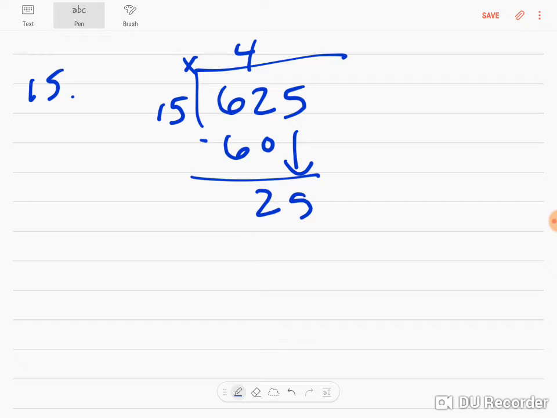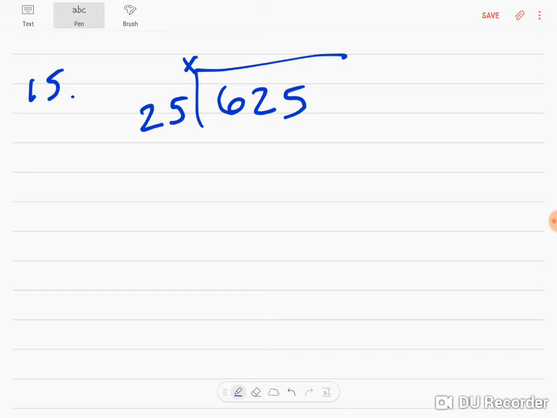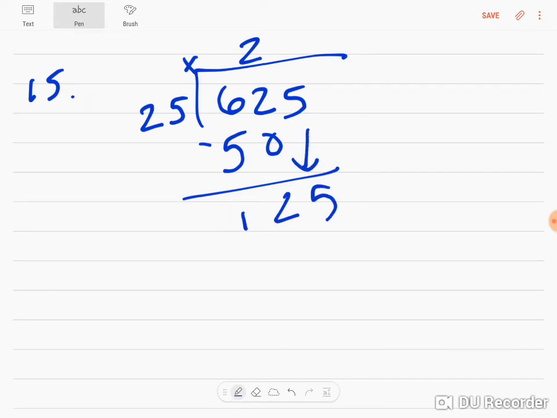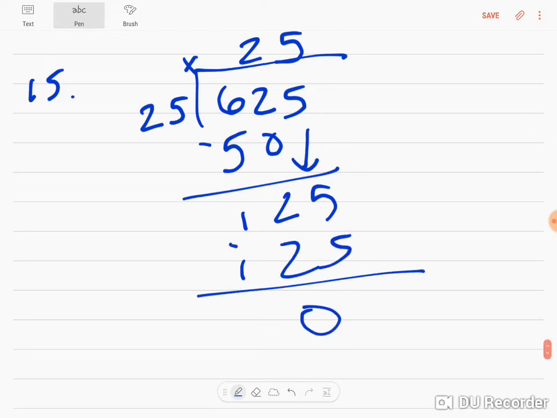Hold on. Oh, that's why. I'm like, this isn't right. I wrote this wrong, you guys. I'm sorry. Let me erase that. How many times does 25 go into 62? It is 2. This is going to be 50. And I have 12. Bring down the 5. How many times does 25 go into 125? It is 5. So our answer for this one is 25.